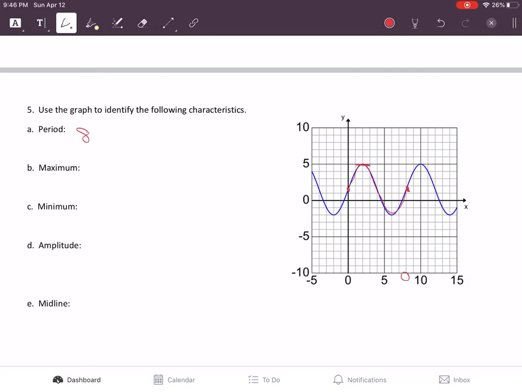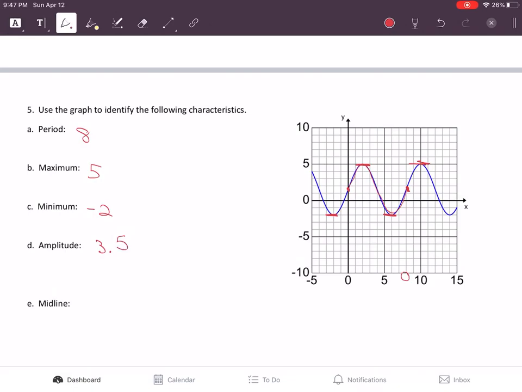All right, your maximum is the peak, which in this case is 5. The minimum is the valley, which is -2. Your amplitude: you take the total distance, so -2 to 5 is going to be 7 total, and then divide that by 2. Your amplitude is going to be 3.5.